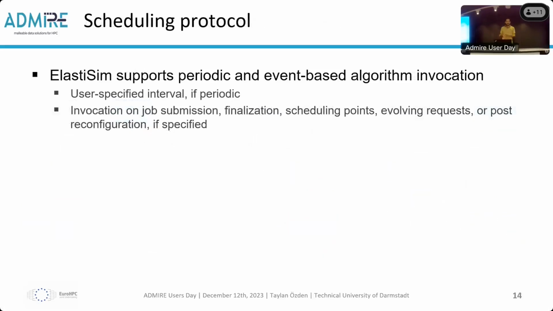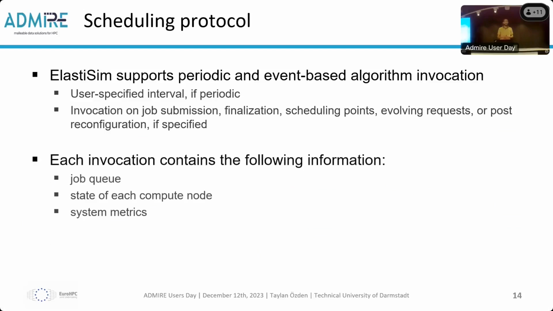Okay, so the scheduling protocol in our simulations is usually either periodic or event-based or both. You can define an interval if you want a periodic invocation, or you can let the scheduling algorithm invoke on job submissions, finalizations, scheduling points, etc. Evolving requests are mandatory. You can also have a scheduling point post reconfiguration. So you have multiple triggers for the scheduling algorithm.